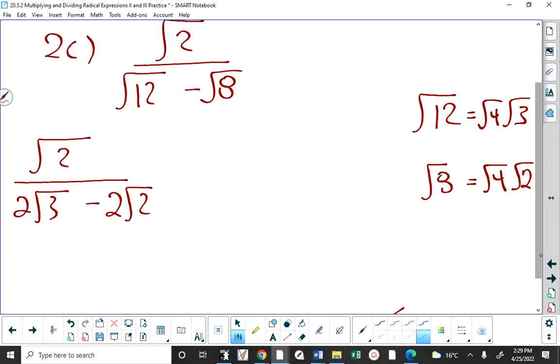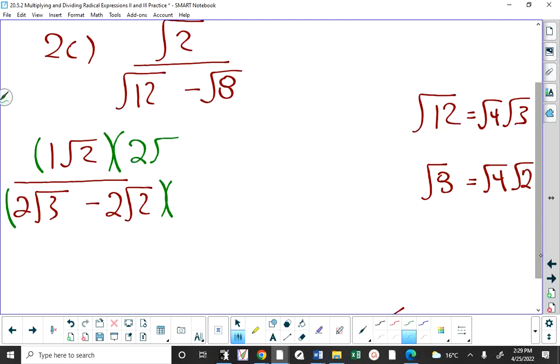Now, can I cancel anything? Boy, that would have been nice if I could, but I can't. Look at your coefficients. 1, and I'm going to move this root 2 over a little bit. 1 root 2, 2 root 3, 2 root 2. Those 3 coefficients don't have anything in common. Okay? So we can't simplify anything else yet. Let's multiply the top and the bottom by the conjugate of the bottom. So I'm going to multiply top and bottom by 2 root 3 plus 2 root 2.